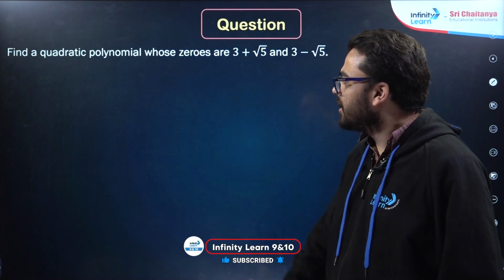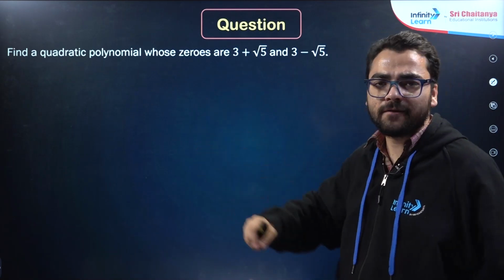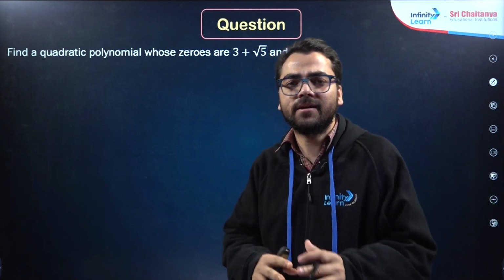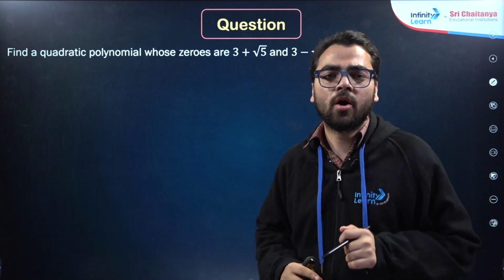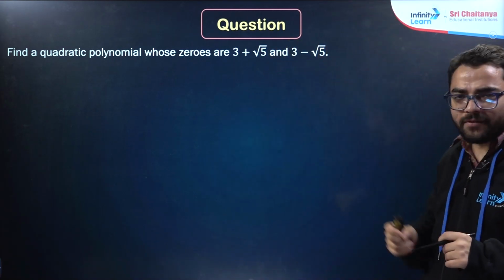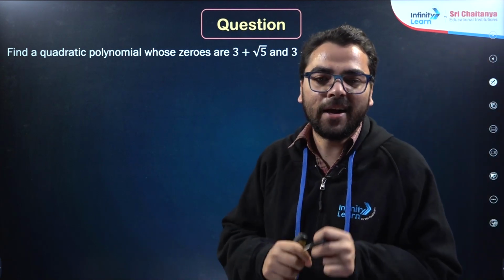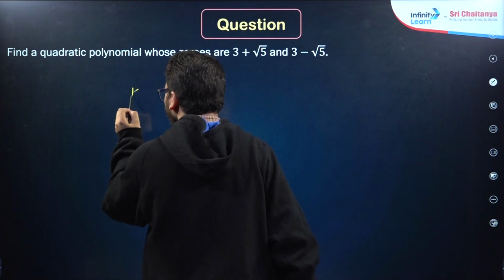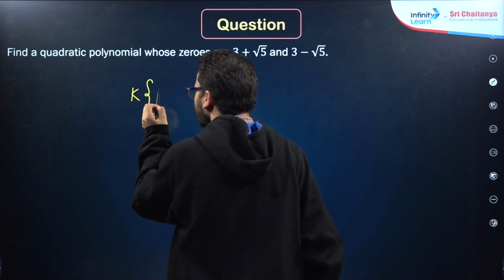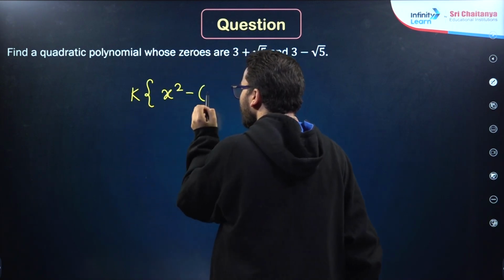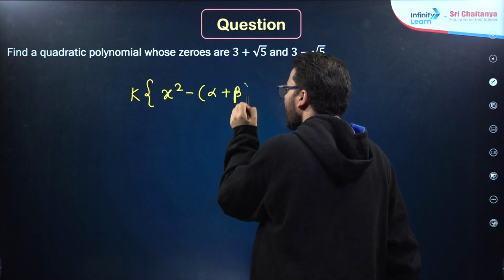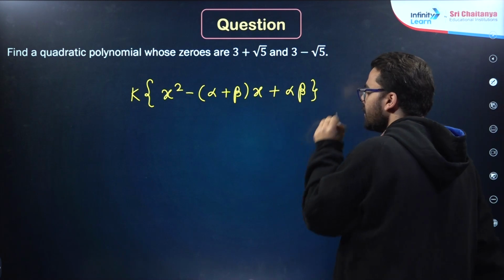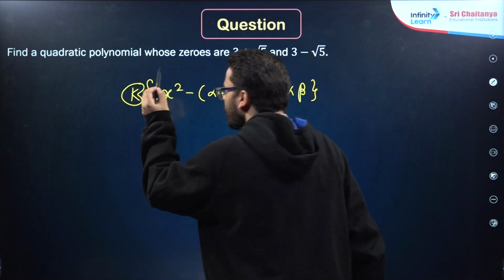Now the last category of important question in this chapter is finding a quadratic polynomial. Now you know that there are infinite such quadratic polynomials whose zeros are these things. I have discussed it many a times in the class. I did prove it as well. So quadratic polynomials whose zeros are alpha and beta can be written like this: k into x square minus sum of zeros into x plus product of zeros, right? Where k can be any non-zero real number.